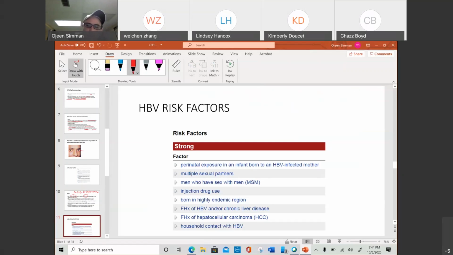First of all, perinatal exposure, of an infant who is born to a hepatitis B virus infected mother. So that means this hepatitis B virus can travel through the placenta from the mother to the fetus. Another important risk factor is history of multiple sexual partners.